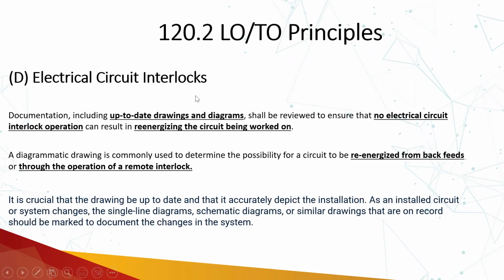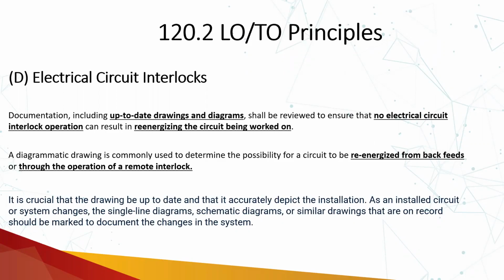D is about electrical circuit interlocks. The documentation, including the up-to-date drawings, shall be reviewed to ensure that no electrical circuit interlock operation can result in re-energization of the circuit being worked on. So we have to make sure that there is no chance of re-energization of the circuit due to some interlock operation. For example, a qualified person has remotely or locally turned off that circuit, and due to interlock operation it has restruck and re-energized the circuit.